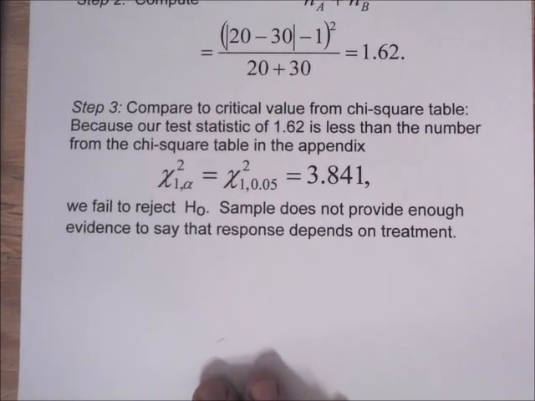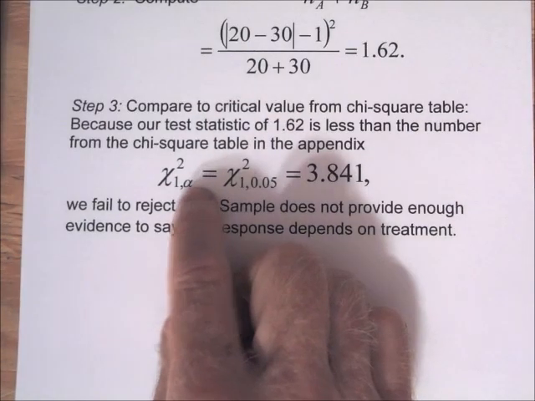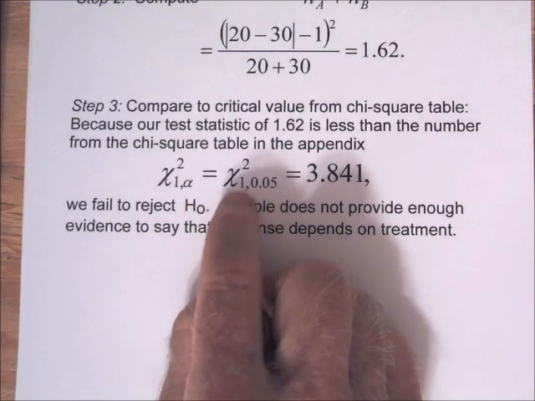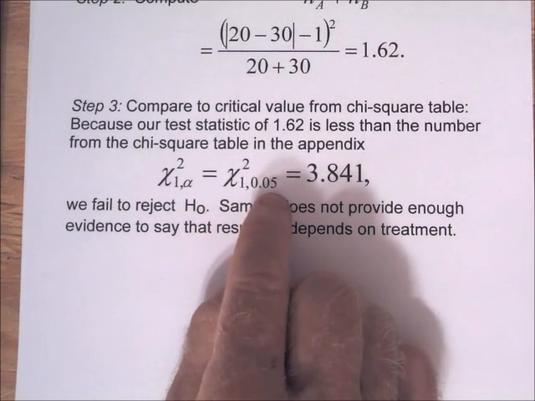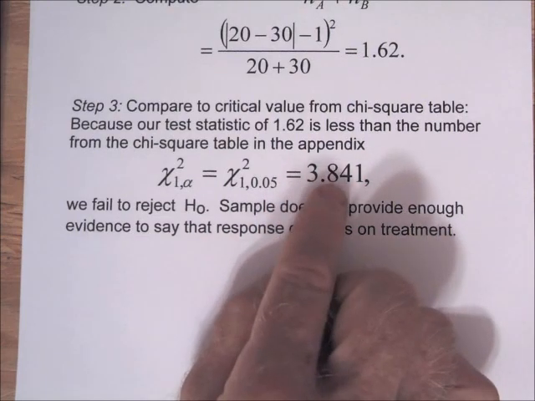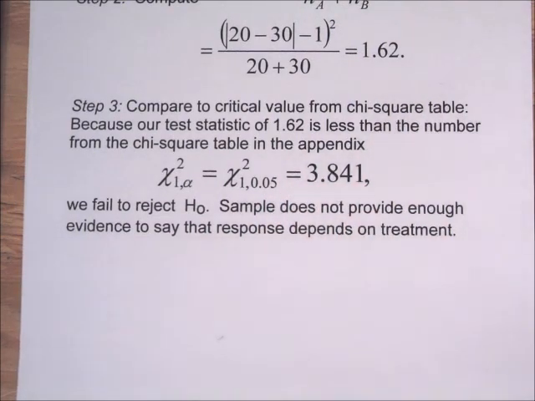So then we want to compare it to the number from the table. It's a one-sided test, so we're going to use alpha rather than alpha over 2. Look in row 1, column 0.05 of the chi-square table to get the critical value of 3.841. Our test statistic of 1.62 is less than the critical value, so we fail to reject H naught. Sample does not provide enough evidence to say that response depends on treatment. And that concludes this presentation.